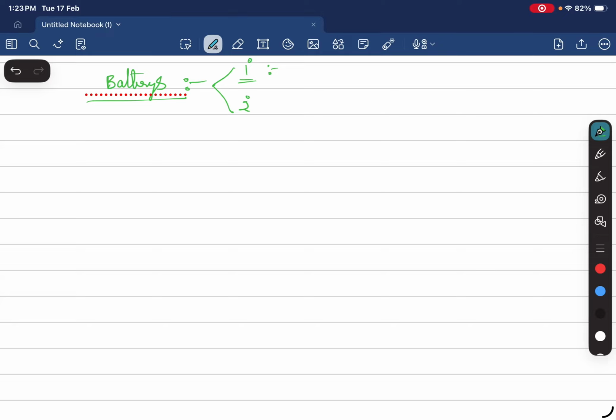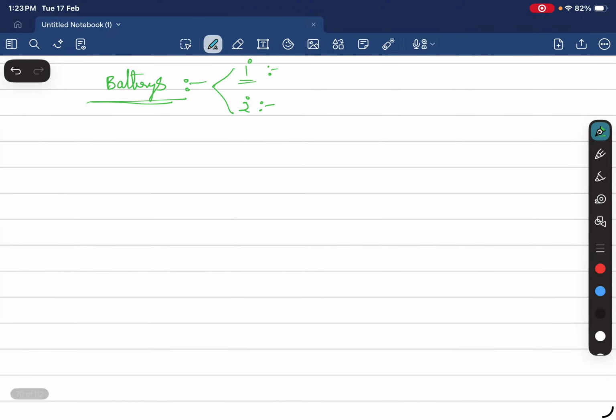Let's start batteries. Batteries have a lot of applications in daily life, used in mobiles, watches, vehicles, everywhere. These batteries are segregated into two types, primary and secondary. Primary batteries cannot be reused or recharged again.